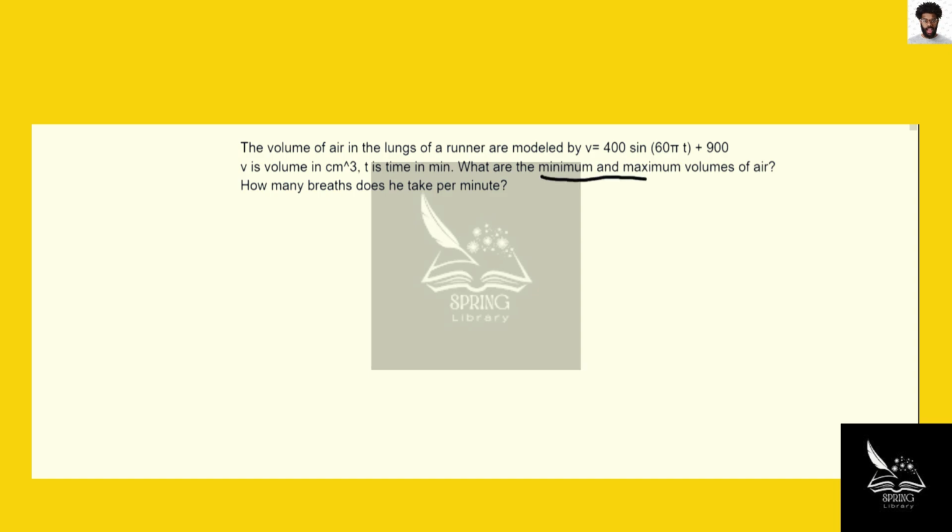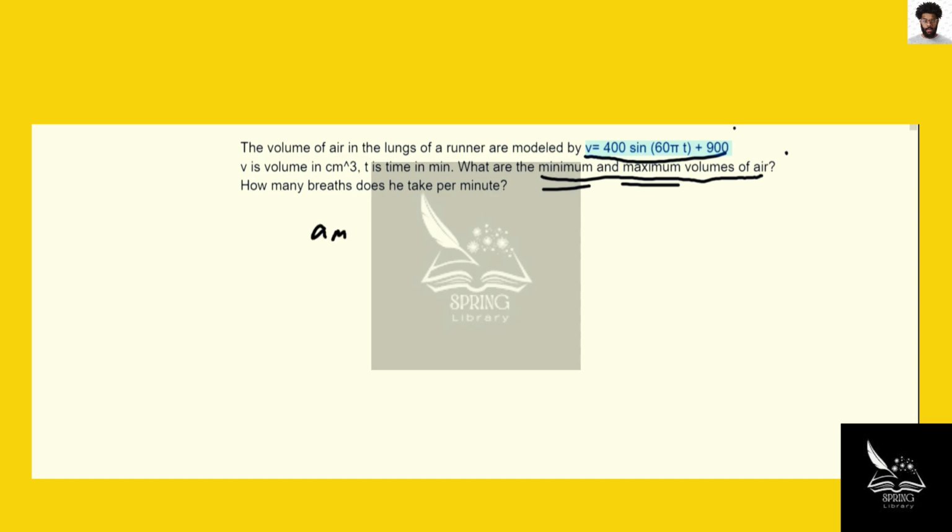What are the minimum and maximum volumes of air? The words minimum and maximum hint that we are looking for the range of this function, since the range is the minimum and maximum of the function. So to find the range, we first need to find the amplitude and the vertical shift.